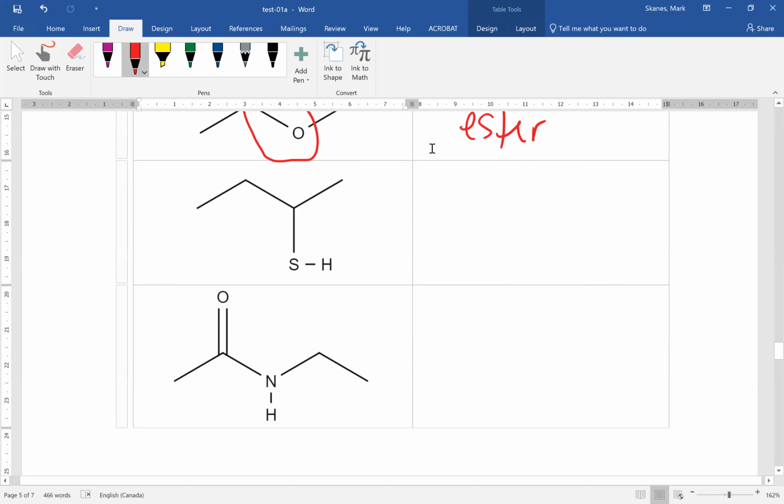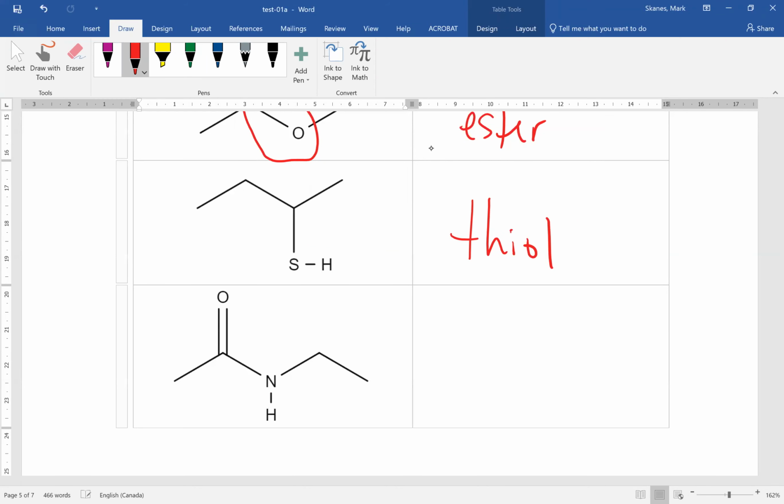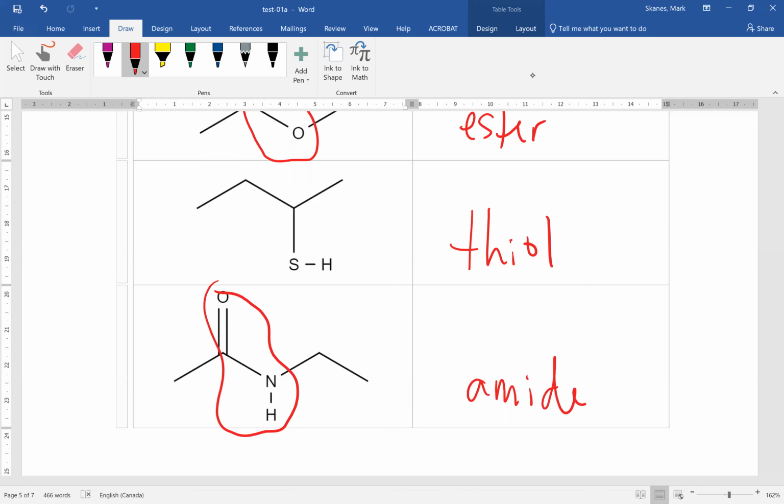Two more. This is a really easy way to make up a few marks on your test. Again, all you need to know is how to read the table. This is what we would call a thiol. And this is another tricky one. It looks like an amine next to a ketone, but we call that an amide. Cool. All right. That's it, really easy. Okay, so now we move into the naming.